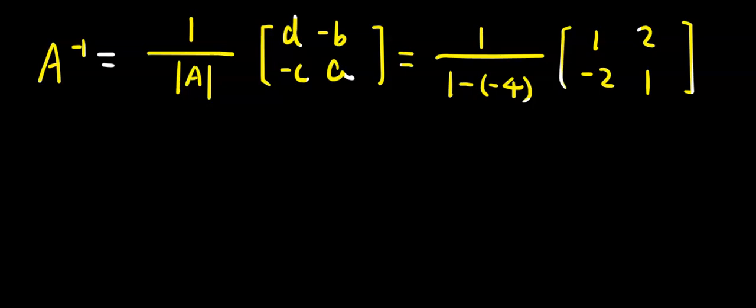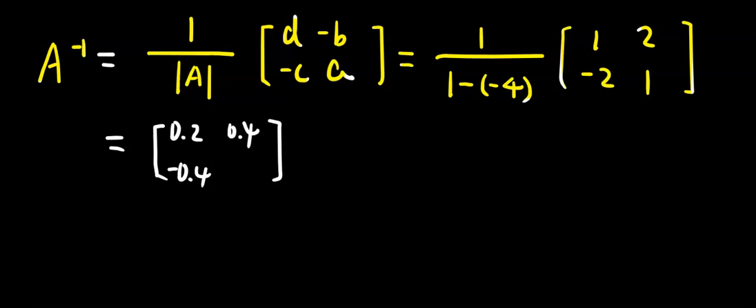I calculated. Did you calculate this one? Do you have 0.2, 0.4, and negative 0.4? I have 0.2. If you forgot how to do this, please refer to the previous video. You need to look at how to find a determinant, how to find inverse of matrix.